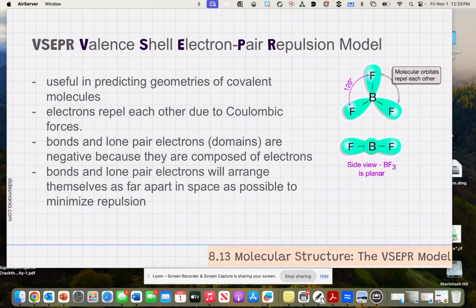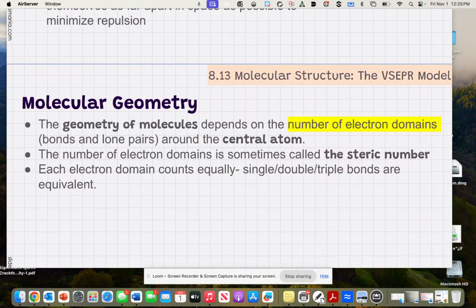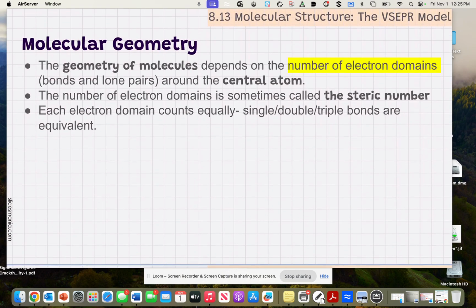Valence shell electron pair repulsion is when the electrons that are in bonds or lone pair electrons are going to repel one another and try to arrange themselves as far apart as possible so that they can minimize repulsion. The geometry of the molecules really then depends on how many electron domains there are, which includes the bonds and the lone pair electrons. A single bond counts as one domain, but so does a double and a triple.